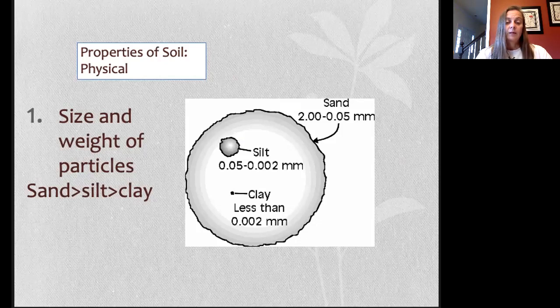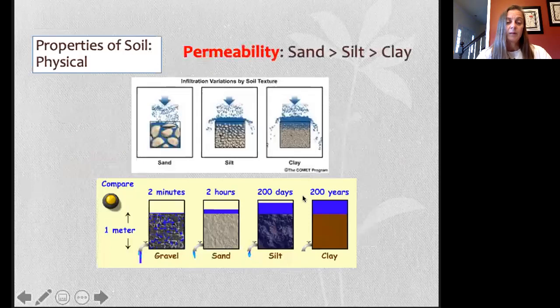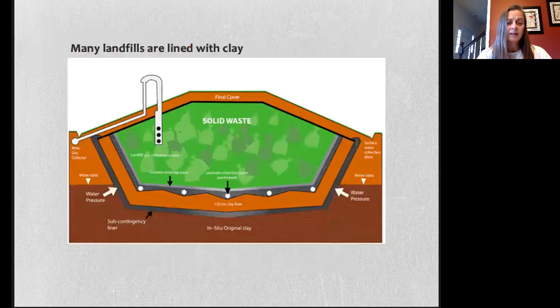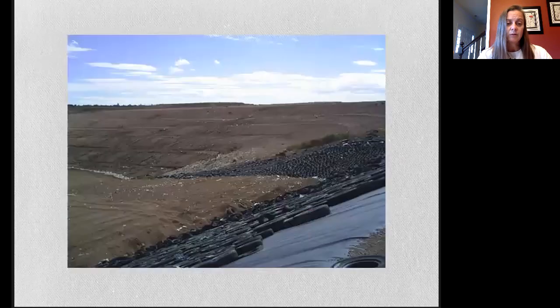Now, those characteristics impact the permeability of the soil, the ability of water to soak into the soil. So sand is much more permeable with the larger particles, water can squeeze in between. Silt has sort of a medium permeability, and as you may know, clay is nearly impermeable. So this is why we line lots of landfills with clay, because it allows any leachate, any material that comes off of that solid waste to be captured inside that clay liner. So here's a picture of a landfill, and you can see that clay liner.